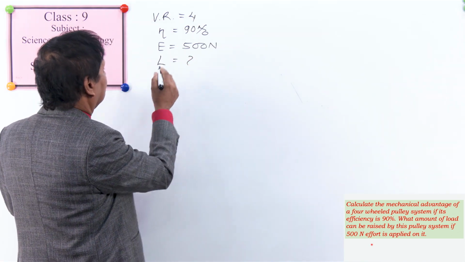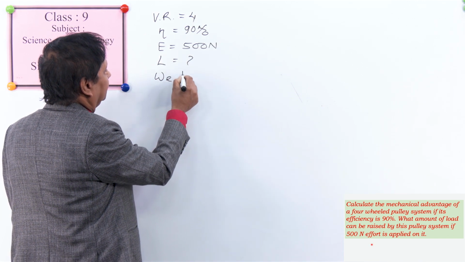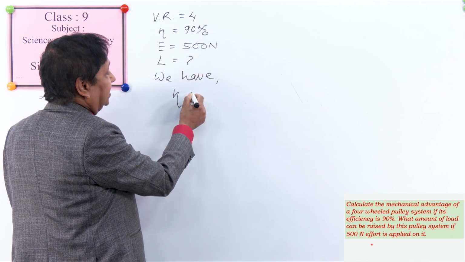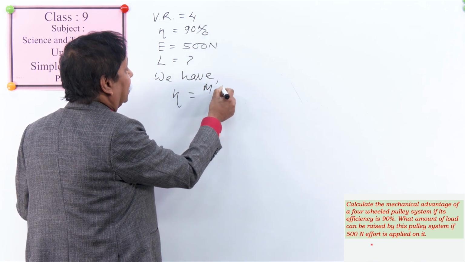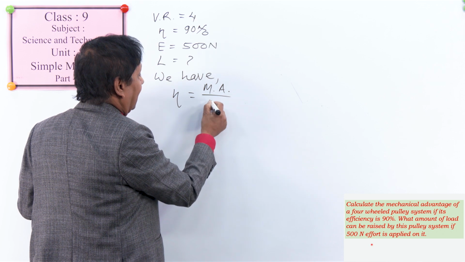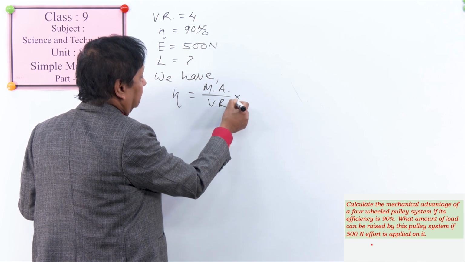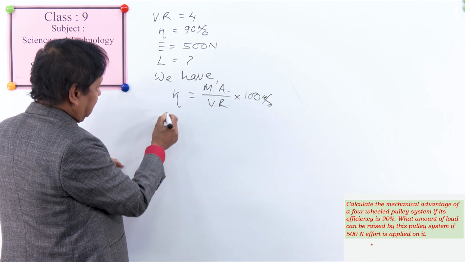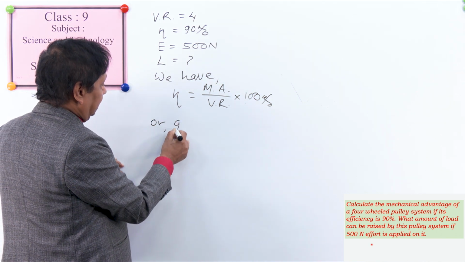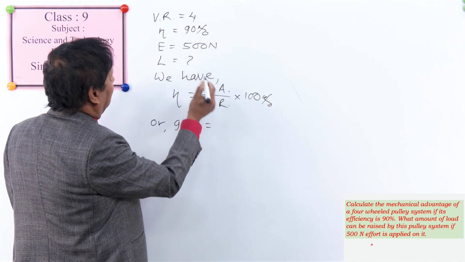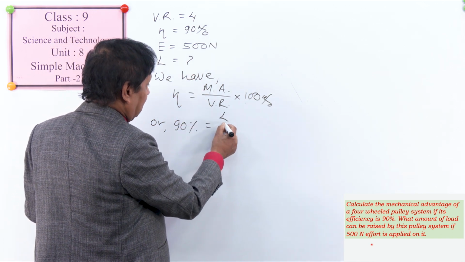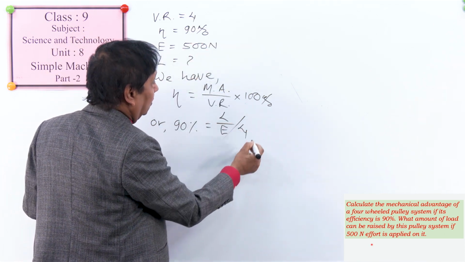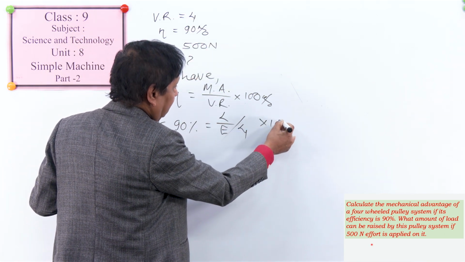Now I want to solve this. We can solve this way. Eta, efficiency, is equal to mechanical advantage upon velocity ratio into 100%. We know this. Now this is equal to eta given 90%, and mechanical advantage is load by effort. That's why I'm writing load by effort, and divided by velocity ratio, which is 4, into 100%.